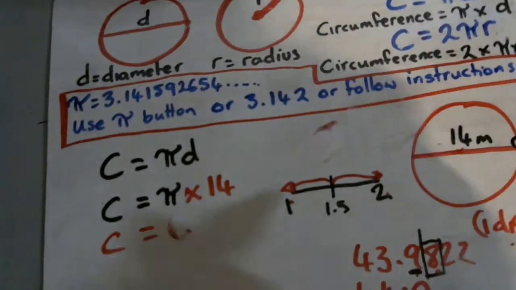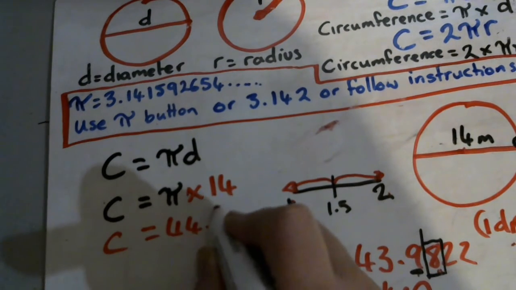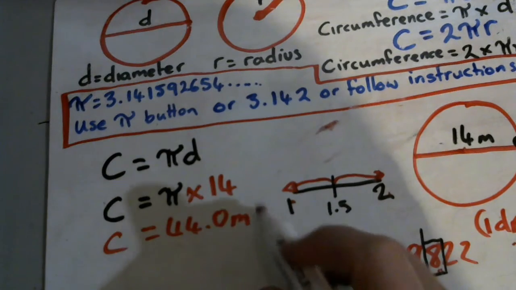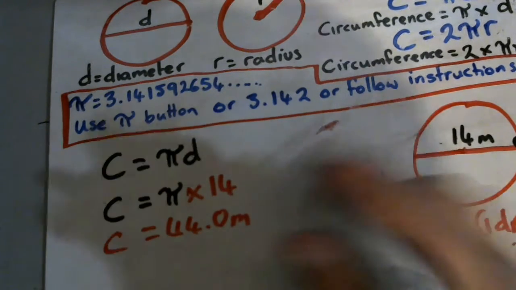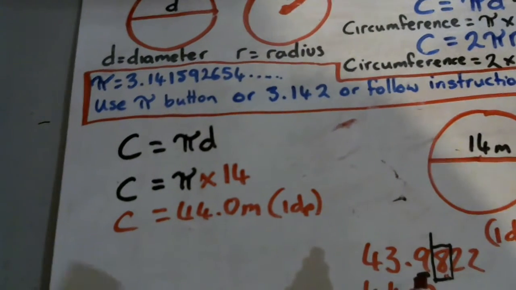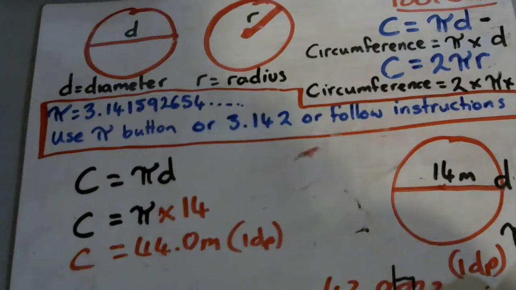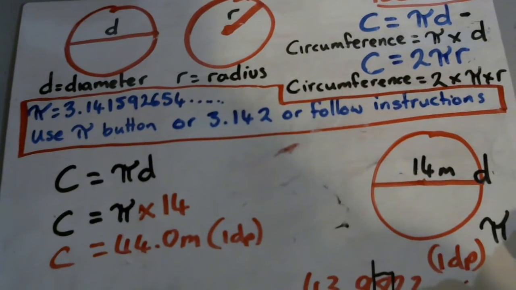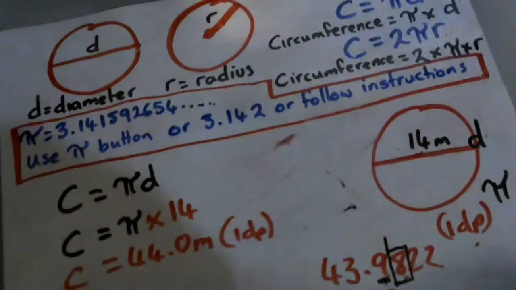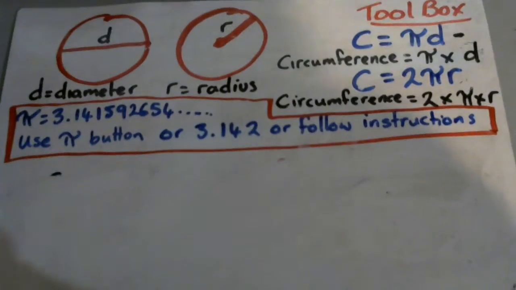So when I record my number, I write what my rounding was, what were my units. I must put my units, meters, and just for extra measure, I'm going to tell the person marking my work that that value was rounded to 1 dp. All right, that's how you find the circumference of a circle using the diameter. Let's do another one with the radius. We'll go through a bit quicker this time.